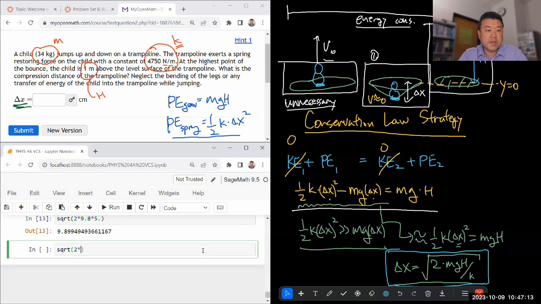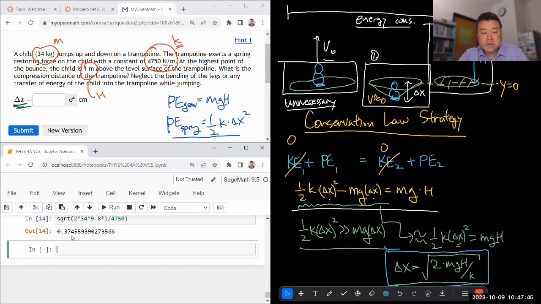Square root of 2 times the mass, 34 kilograms, times g, 9.8, times h, that's going to be 1 meter, divided by the spring constant, 4750 newtons per meter, all in basic SI units. The answer I get will be in meters, so I need to convert it to centimeters by multiplying by 100 to plug in. Working out the numbers there, I get 0.37 meter, or 37 centimeters.